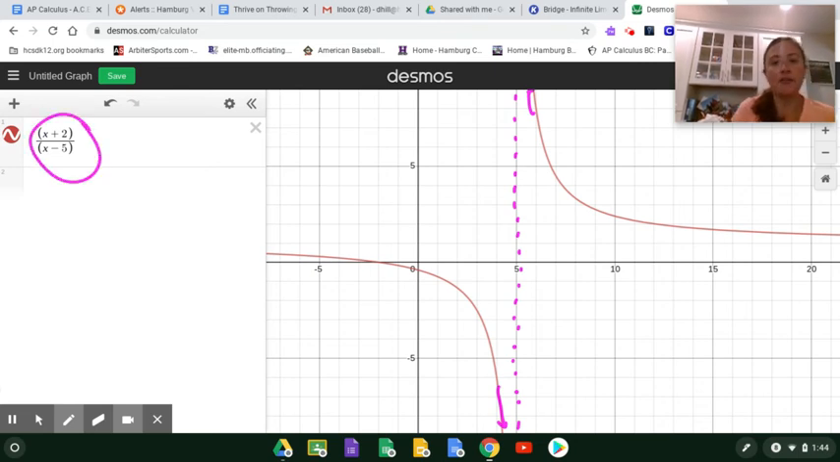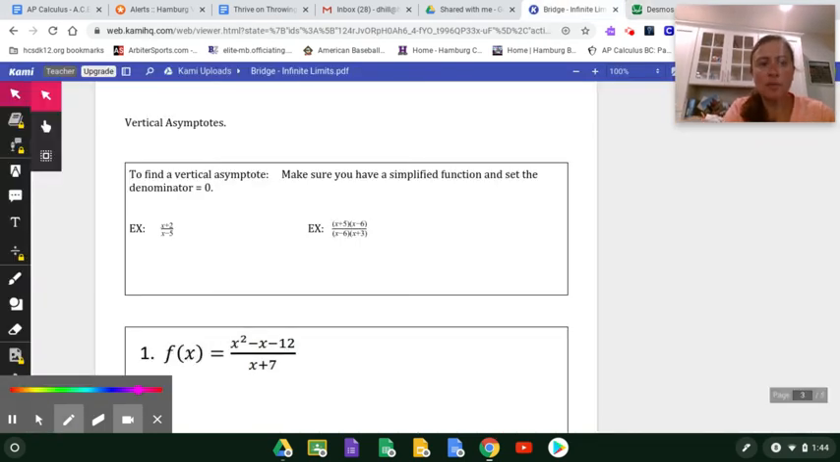Now take a look at that function. Where do you think 5 comes from? Why is that 5 so important? Do you notice it has anything to do with the denominator? All right, so I'm going to switch back to the directions here.